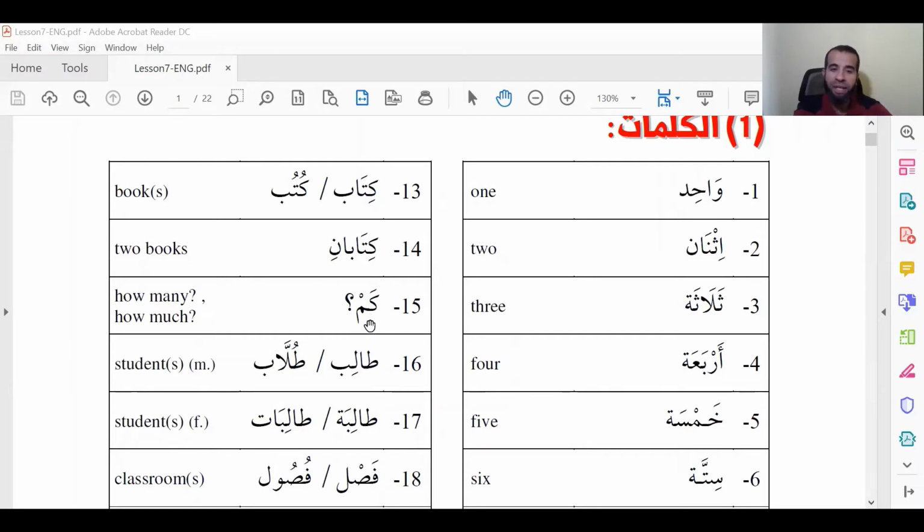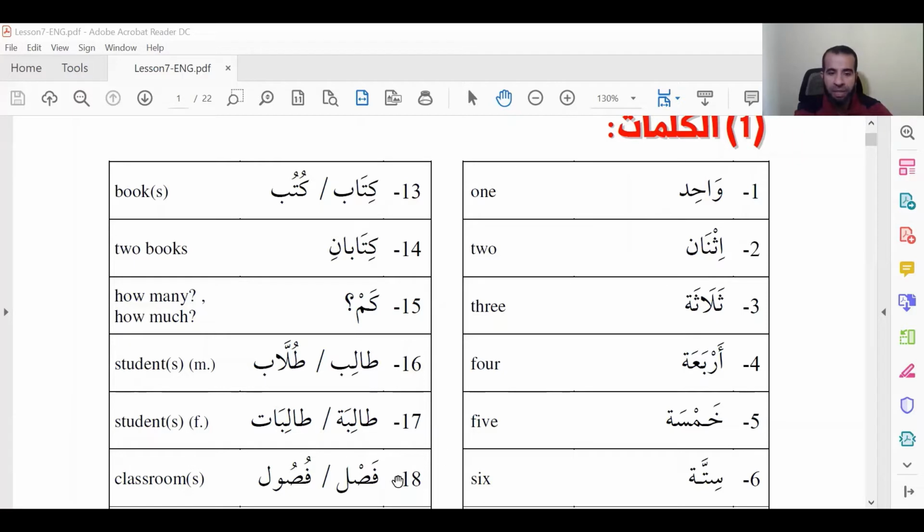So you can say في الحقيبة كتاب. كتاب, which means 1 book. في الحقيبة كتابان, which means 2 books. في الحقيبة 3 كتب, and so on.